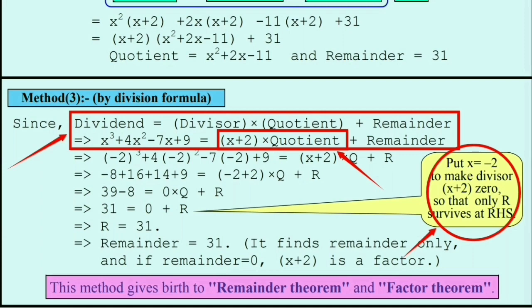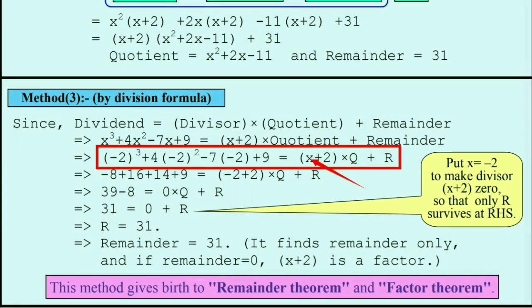To make the divisor x plus 2 zero, I need to replace x with minus 2, because other change we cannot do. Here quotient and remainder we don't know. So we have to make x plus 2 zero, so that the complete first term of RHS becomes 0 and only remainder survives. So in the next step we replace x with minus 2 and we simplify the expression, and at last we get the value of R as 31. Hence it shows that the remainder obtained is 31.